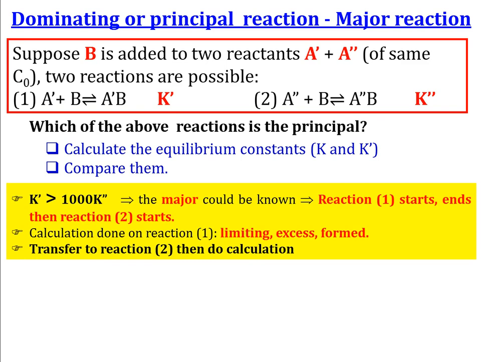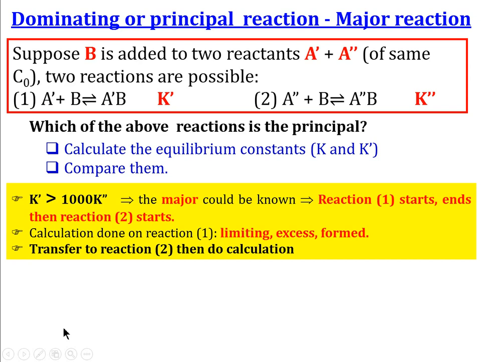If K' is 1,000 times greater than K'', that means the major reaction can be known. Reaction 1 starts, and then reaction 2 starts. In other words, reaction 2 could not start if reaction 1 is not at the end. So we treat reaction 1 separately. We calculate the limiting, the excess, the product formed. Then we transfer this data to reaction 2 and we start working on reaction 2.